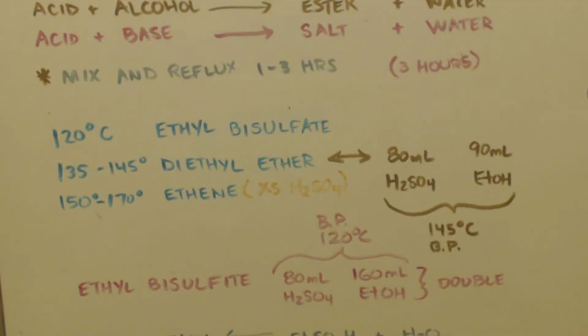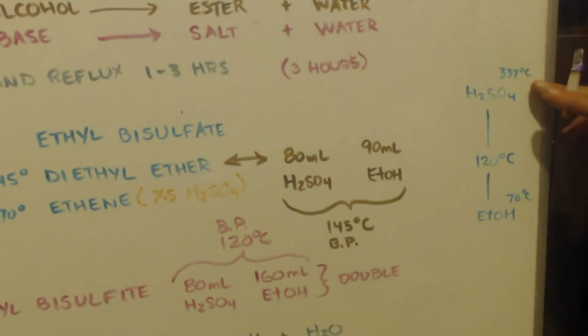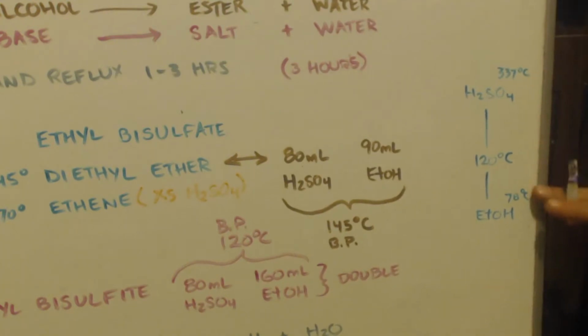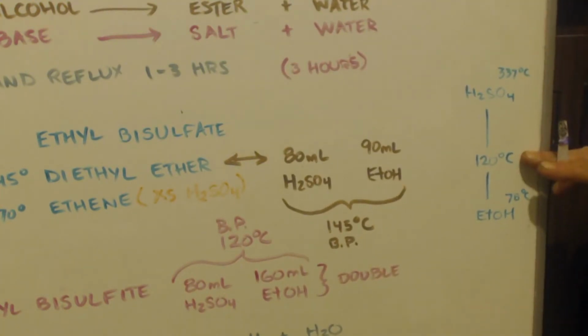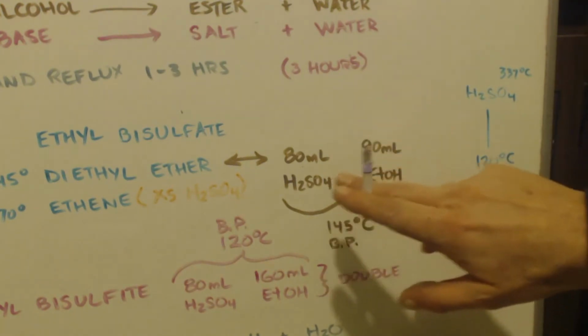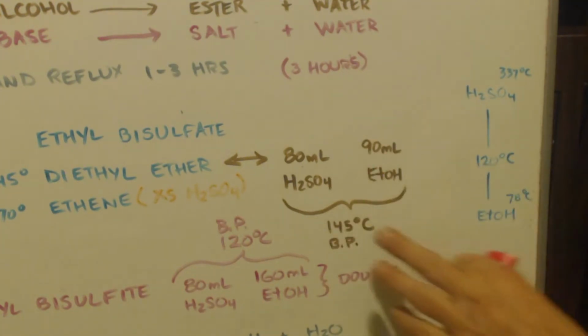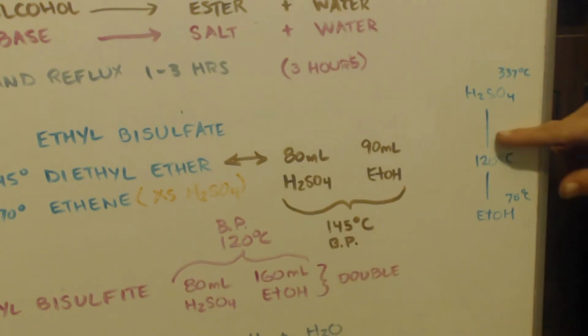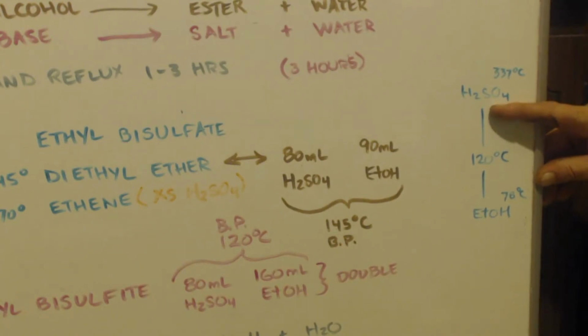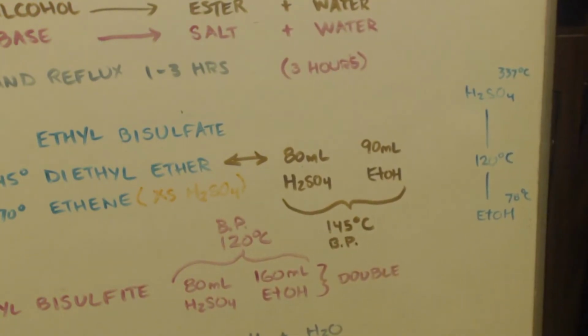Now we want to reflux it at 120. I want you to look over here. Here's the boiling point of the sulfuric acid, ethanol, and where we want to be. And I don't look these up, so they might not be perfect boiling points. But if you have a mixture in the pot of these two things, like we said, 80 and 90 milliliters, that boils at 145, right? That would be up here. So if you want to lower the boiling point of the pot, you add in the lower boiling point thing, the ethanol. If you wanted to raise the boiling point of the pot, you'd add more sulfuric acid in it.